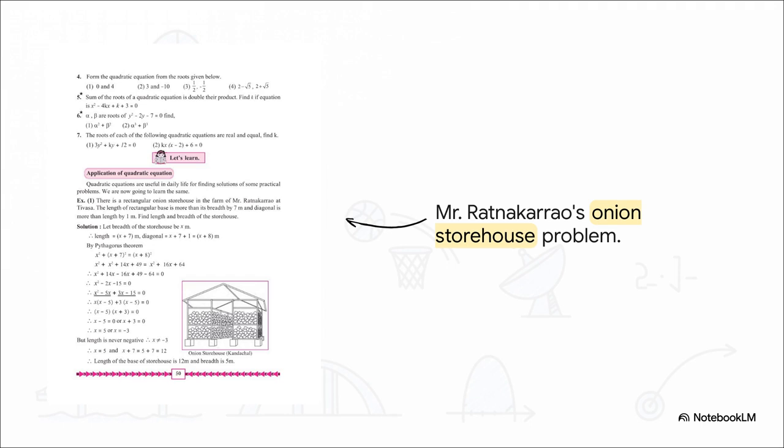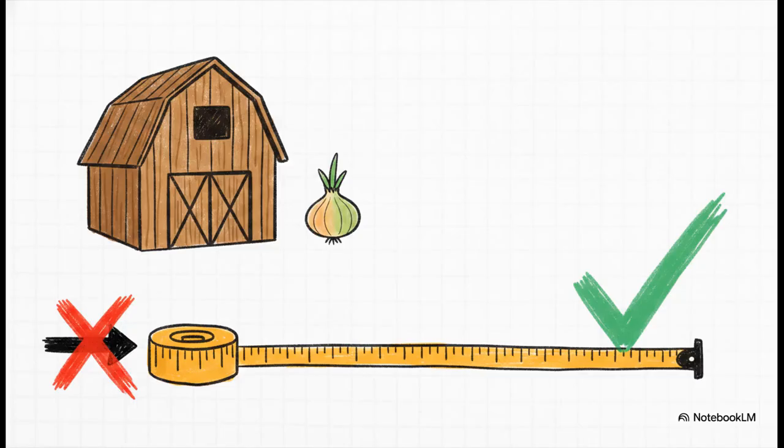Let's ground this abstract math in reality with Mr. Ratnakaro's rectangular onion storehouse. The problem tells us the length of the base is 7 meters more than its breadth. So if we just say the breadth is x meters, the length automatically becomes x plus 7 meters. By using the Pythagoras theorem with the diagonal they gave us, we can set up a perfect quadratic equation.